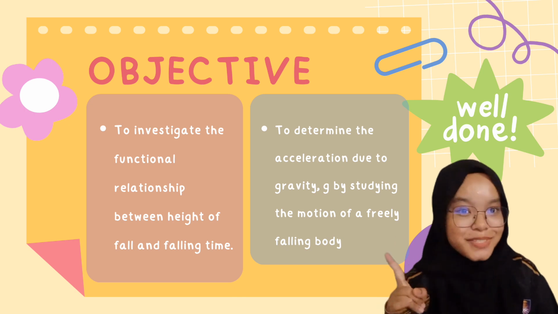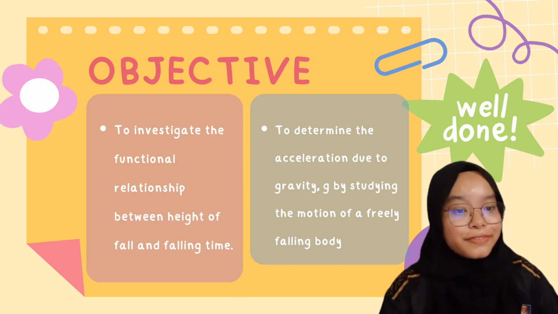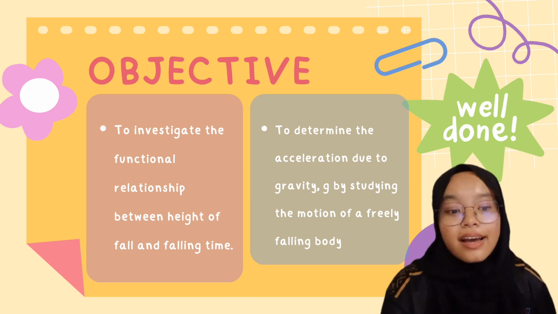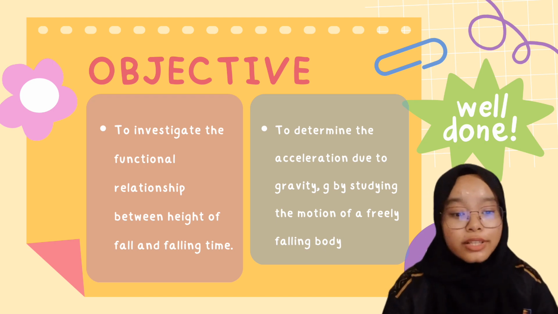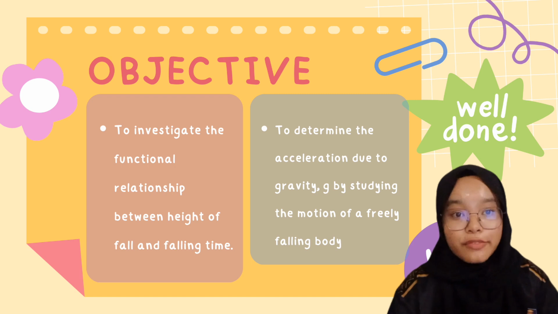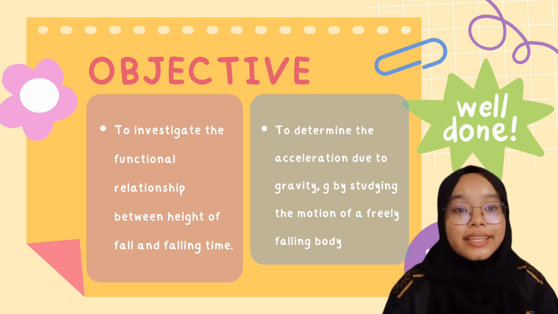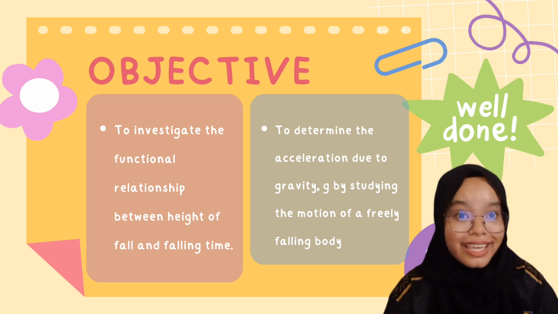Now, let's move on to the first one, which is the objective. First, to investigate the functional relationship between height of fall and falling time. Second, to determine the acceleration due to gravity, g, by studying the motion of a freely falling body.